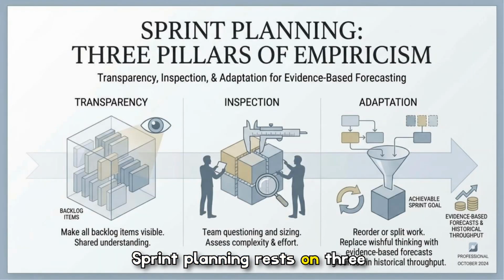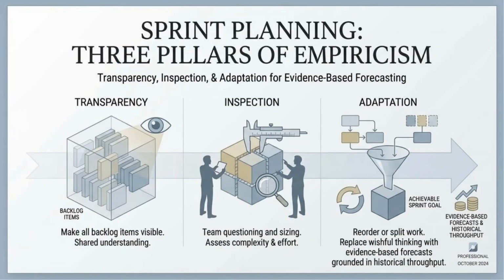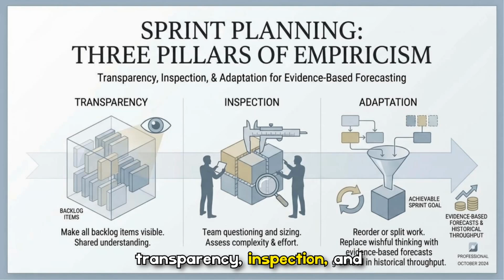Sprint planning rests on three pillars of empiricism: transparency, inspection, and adaptation. Make backlog items visible so everyone shares understanding. Inspect by questioning and sizing to assess effort and complexity. And adapt by reordering or splitting work using evidence-based forecasts grounded in historical throughput. This cycle helps teams set achievable sprint goals and learn from outcomes.